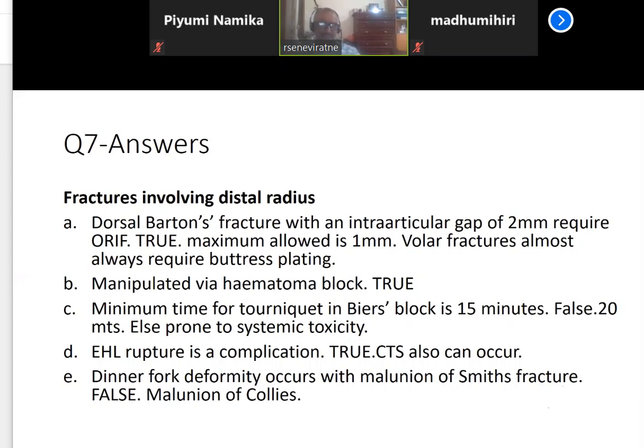So for Colles fracture, you know the management you have seen. Smith's fracture, although we may reduce it at the time with some manipulation and POP slab, they almost always require a buttress plate. So internal fixation is needed for them. Rest, I think we have discussed.